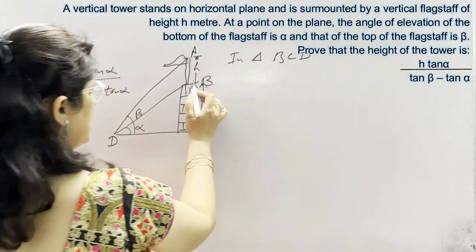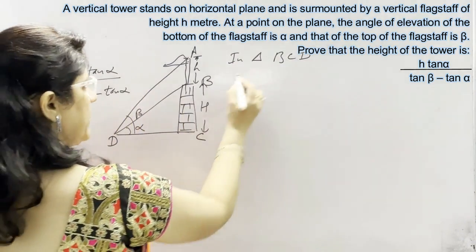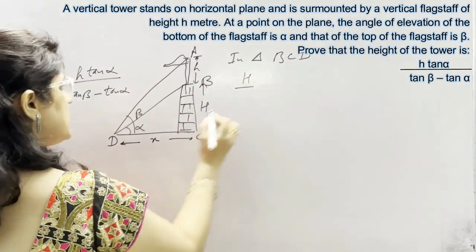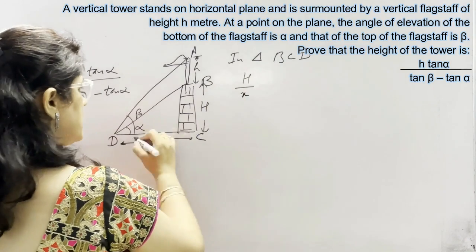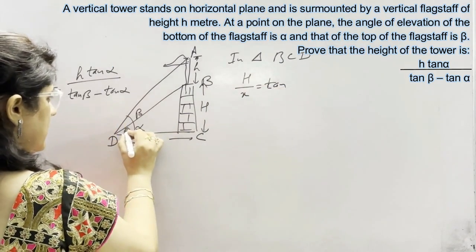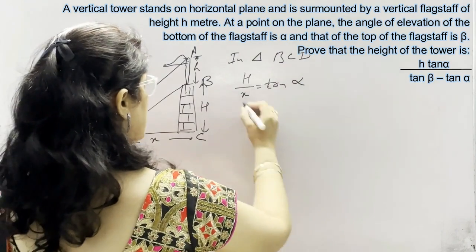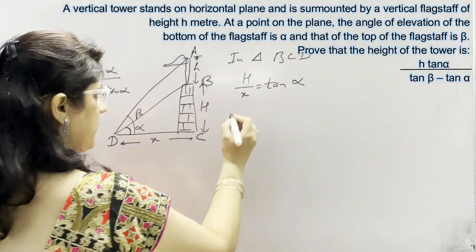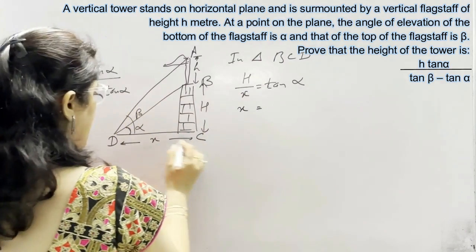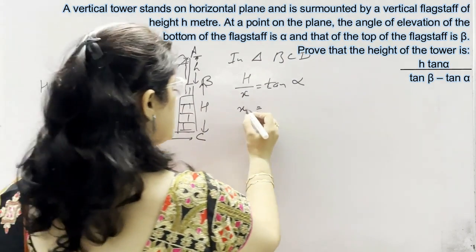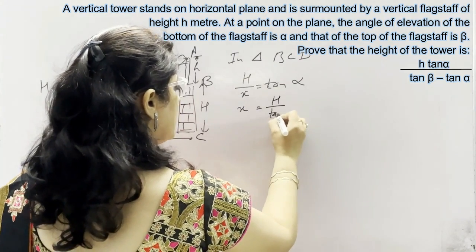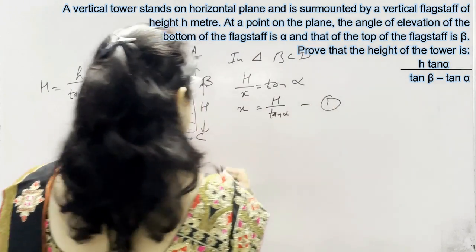In triangle BCD, this is our perpendicular, it means H. Base is same in these two cases. We can take it as X. So H upon X is equal to tan and angle here is alpha. So tan alpha. H upon X is equal to tan alpha. X we don't need to calculate in these questions because they have not asked this X from us. So X is equal to H upon tan alpha. This is our first equation.